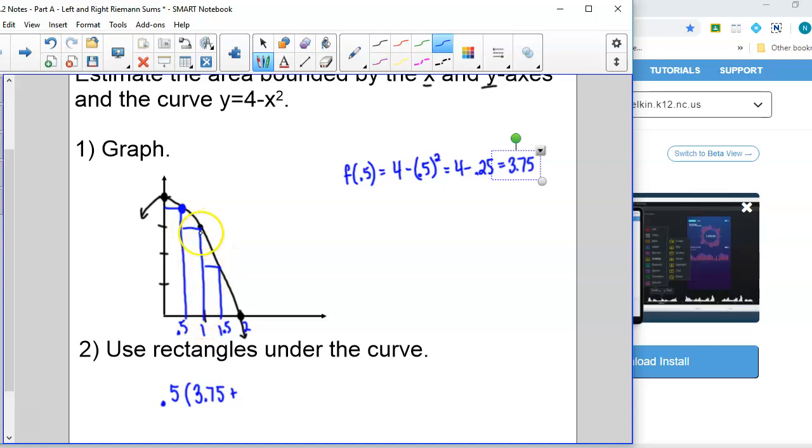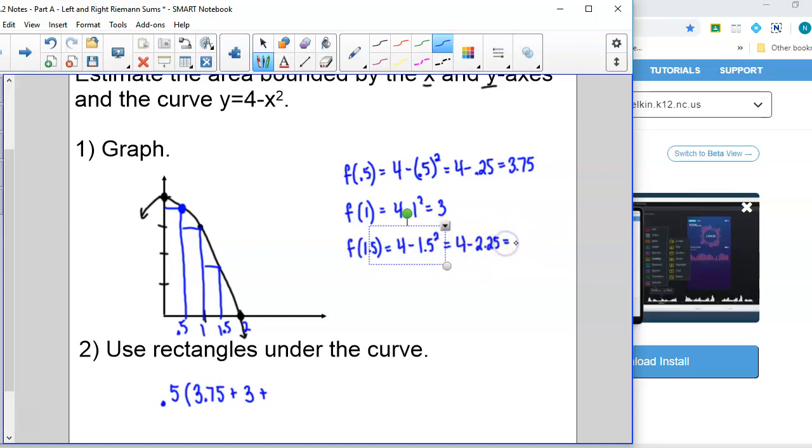Then I would need to find the height of the second rectangle. And I can tell this one is exactly at 3. If I wasn't sure, I could plug in 1, 4 minus 1 squared. That one's exactly 3. So I have 3 for the height of the next rectangle. And then for the third rectangle, I've got to find f of 1.5, which is 4 minus 1.5 squared, and 1.5 squared is 2.25, I think. So I will get 1.75 for that one.